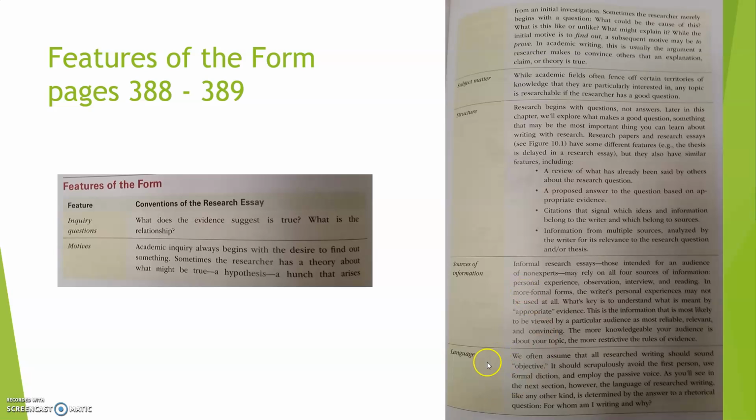We often assume that all research writing should sound objective. It should sound scrupulous, avoiding the first person and formal diction. As you'll see in the next section, however, the language of researched writing, like any other, is determined by the answer to the rhetorical situation. So whom am I writing to or for, and why?